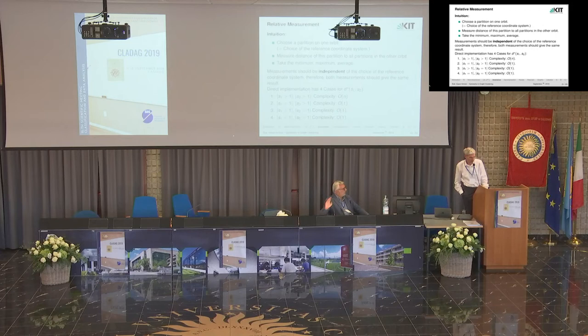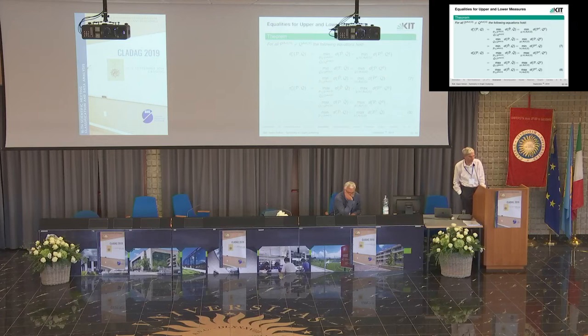I'll try to be fast. The whole point is, if you choose a partition on one orbit, then this is the choice of the reference coordinate system, and you measure the distance of this partition to all partitions on the other orbit and take the minimum, maximum, or average. We also know that invariant measurements should be independent of the choice of the reference coordinate system, and therefore both measurements must give the same result. Then you come down to the following complexity: in the first case we can reduce the complexity to O(n), and for the others to O(1), O(1), and O(1). That's a nice computational theorem, whose proofs I won't show you, which gives you this complexity reduction and makes this actually quite fast.